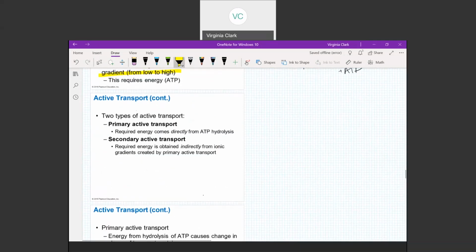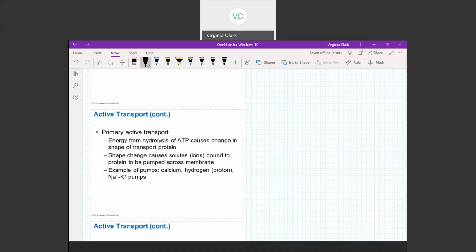So there's two types: primary, and then there's secondary active transport. We're going to focus on primary the most. So primary active transport.